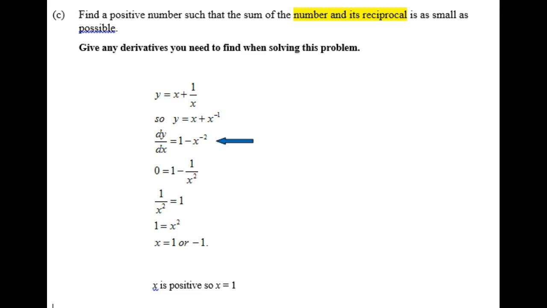And so from differentiating x plus x to the negative 1, we get 1 minus x to the negative 2. Because I need to solve this, I'm going to rewrite it back as 1 minus 1 over x squared. And when I go through and solve this, I end up with x squared equals 1, x equals plus or minus 1. But back up in the original question, we're told x is a positive number, so I just accept x equals positive 1 and disregard x equals negative 1.